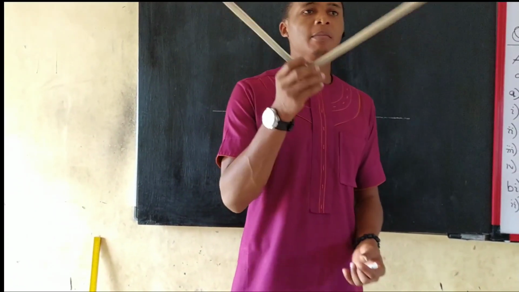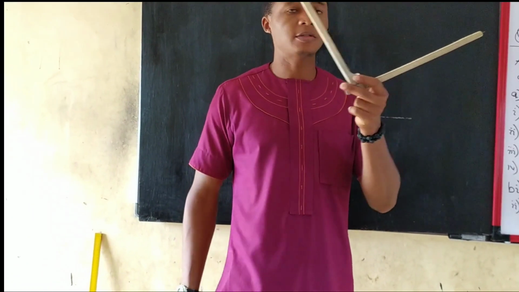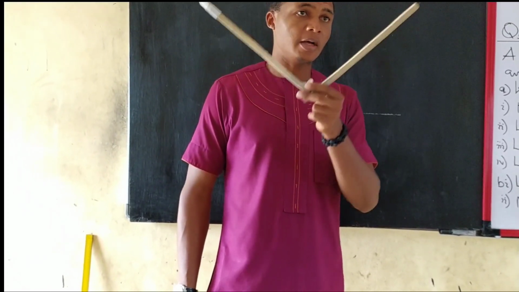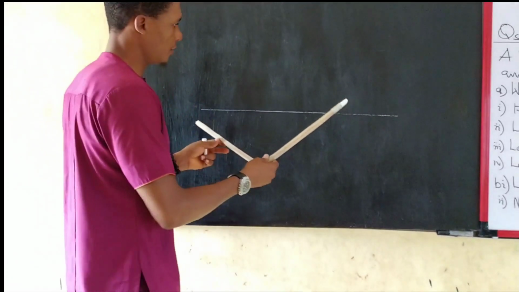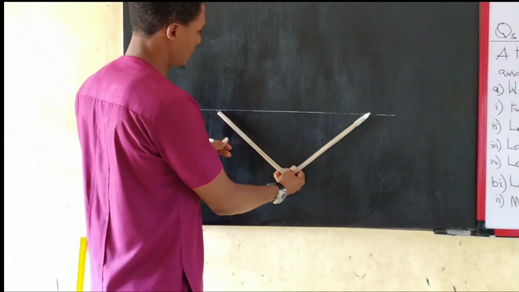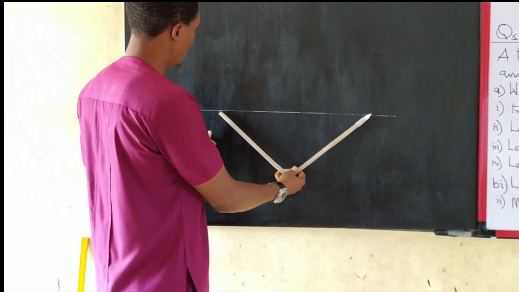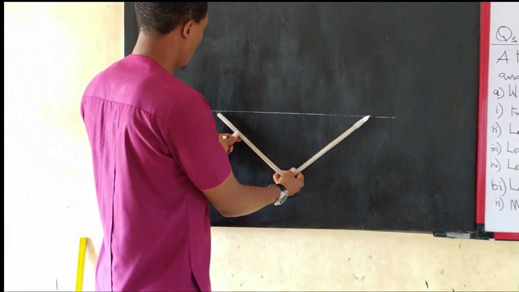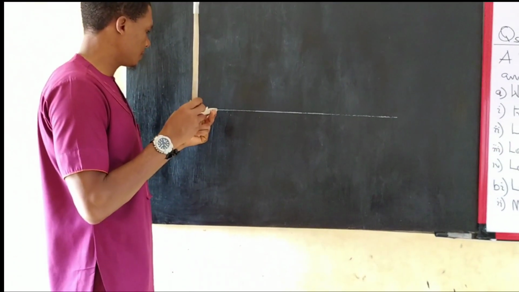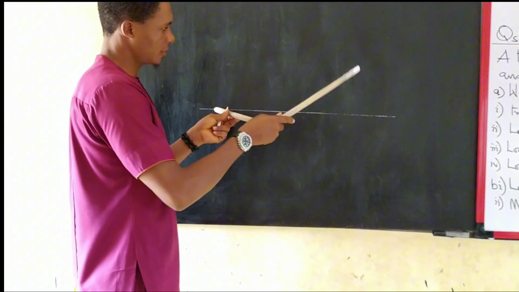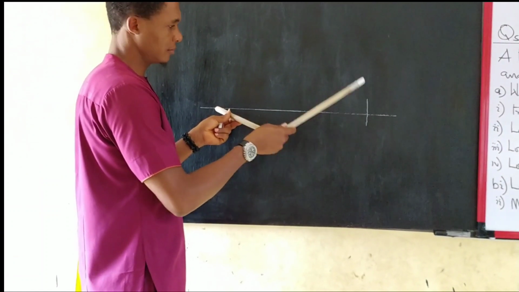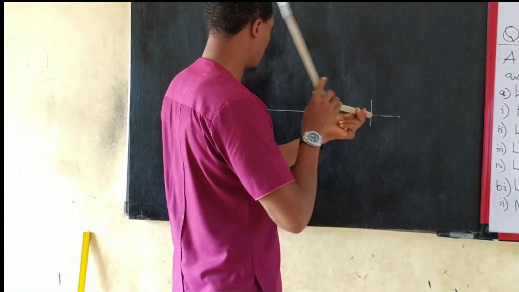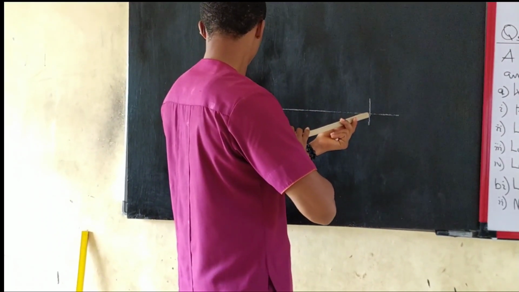Now, this is my radius. My radius is now measuring 10.5. So I'll take it to the center, so that the distance here will be equal to this distance over here. I'll place it here and make an arc. 1. Are you following? Then place it here again and make an arc. 2.